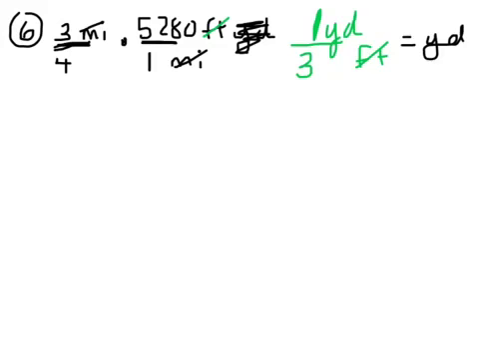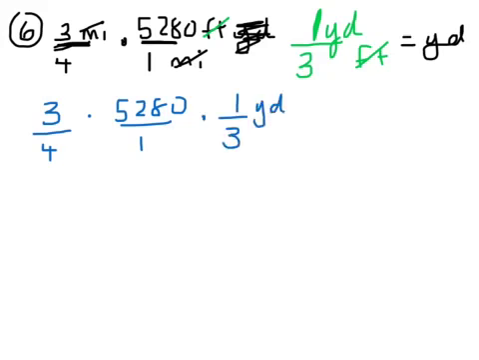Now, what I have left is 3 over 4. My miles had canceled out. Then I have 5,280 over 1, and my units there had canceled out. And I have 1 over 3, and then I have the yards here. So that's going to give me my answer in yards. If I really want to save myself some time here, look at this. The 3 goes into 3 one time, and there's a 3 up here that I could cancel out. 3 goes into 3 one time, 3 goes into 3 one time.